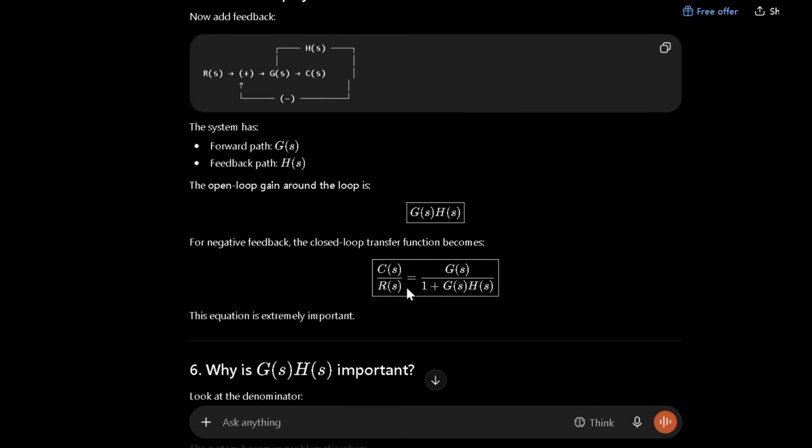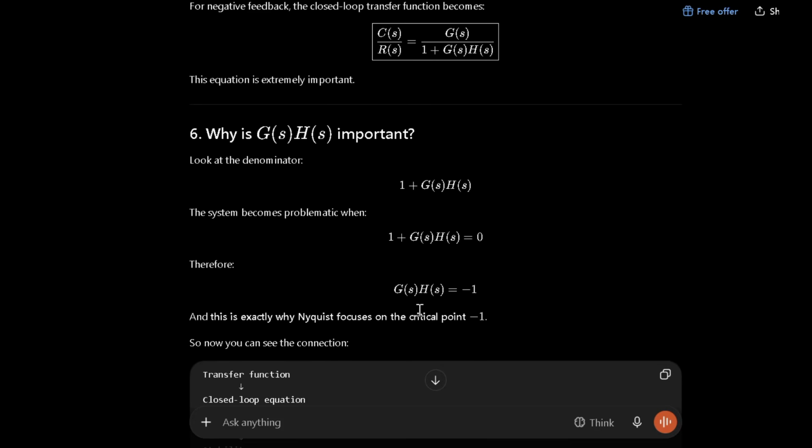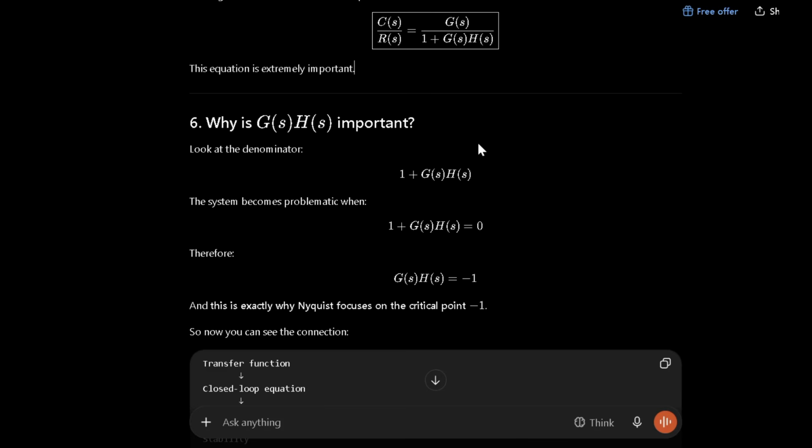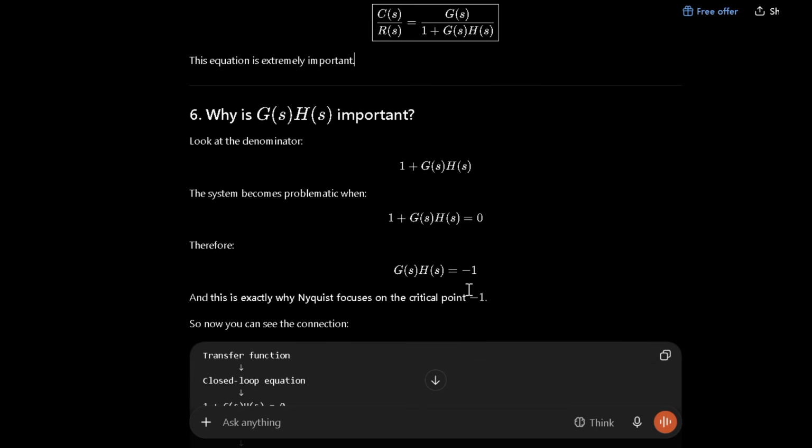Why is 1 plus G(s) into H(s) important? Suppose this becomes 0. If this becomes 0, then it is problematic. Why is this problematic? If the denominator becomes 0, what happens?